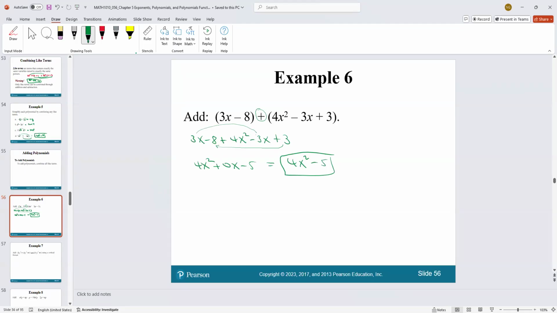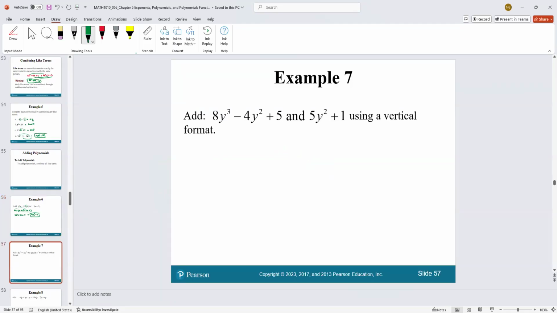We do that. Now, in some other situations, they would ask you to use the vertical format. What's the vertical format? That means 8y cubed minus 4y squared plus 5, plus, because they said add, I'm going to do 5y squared plus 1. We add.